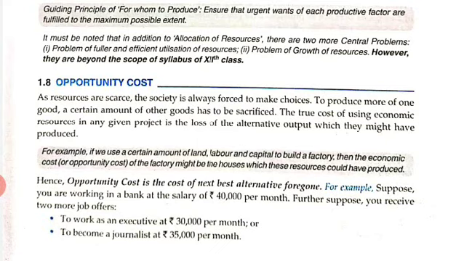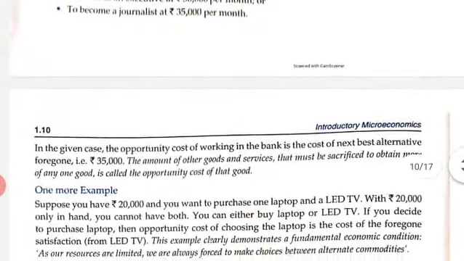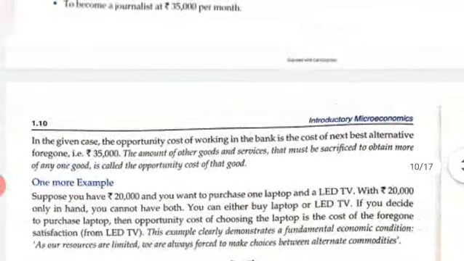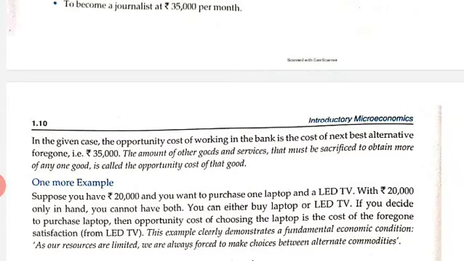Suppose you are working in a bank at a salary of rupees 40,000 per month. Further, suppose you have received two more job offers: to work as an executive at rupees 30,000 per month and to become a journalist at rupees 35,000 per month. In this case, the cost of working in the bank is the next best alternative foregone, that is 35,000.